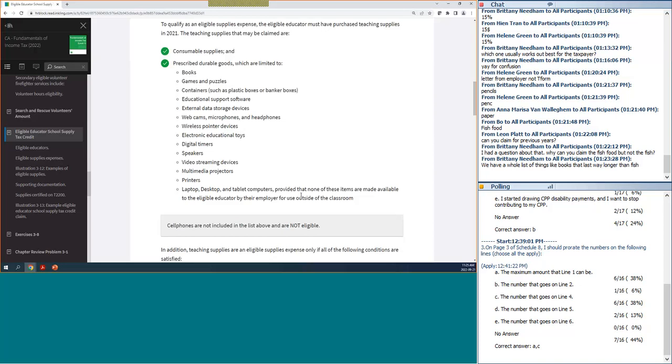So if it's restricted, then you can claim it, but otherwise you can't. Okay? So let's try and experiment with that. I'm going to point out cell phones are not included. Everyone who has a cell phone says that they use it for work and they want to claim it on their tax returns, and you, generally speaking, can't.